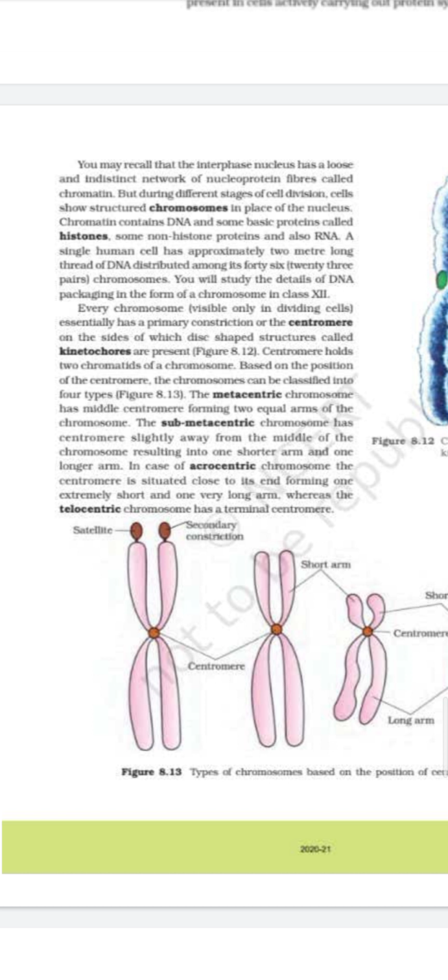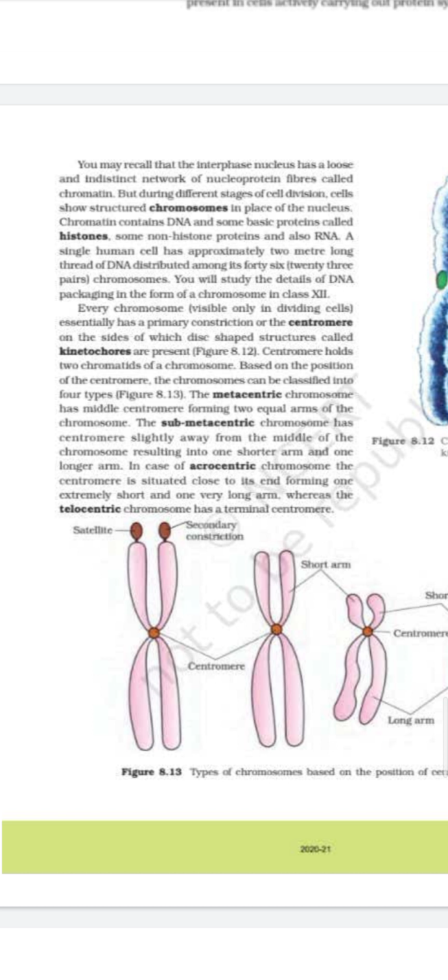If I take a single human cell, it will have a 2-meter long thread of DNA. Okay. Next, every chromosome, visible only in dividing cells, essentially has a primary constriction or the centromere, on the sides of which disc-shaped structures called kinetochores are present. The centromere holds the two chromatids of a chromosome.